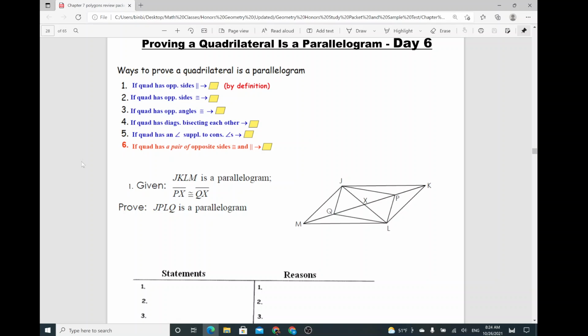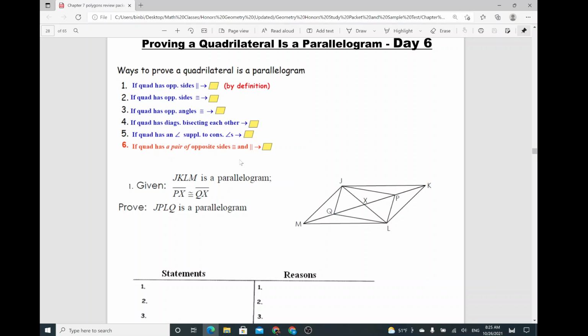So basically we're using the special properties of a parallelogram. And number 5, if a quadrilateral has angles supplementary to the consecutive angles, then it's a parallelogram. And number 6, one more statement: if a quadrilateral has a pair of opposite sides congruent and parallel, then it's a parallelogram. This one, you've got to be careful with, because besides the congruence of the opposite sides, it also shows that they're parallel.